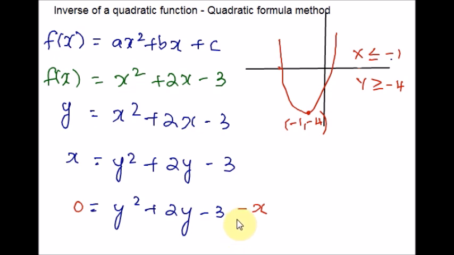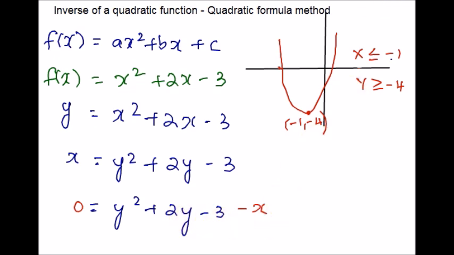Similarly, this method of finding an inverse function begins by setting the equation equal to 0. So for this sample equation, to get the left side of this equation equal to 0, you must subtract x from both sides of the equation. So you will get this result: 0 equal to y square plus 2y minus 3 minus x.